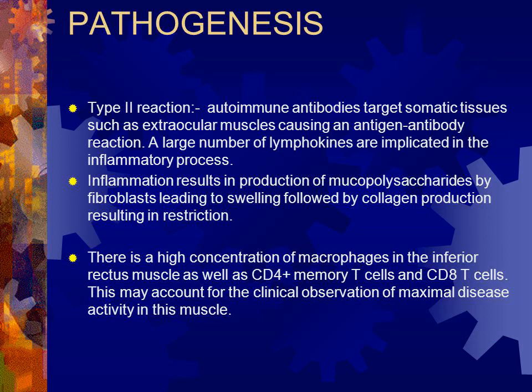Pathogenesis: type 2 reaction. Autoimmune antibodies target somatic tissues such as extraocular muscles, causing an antigen-antibody reaction. A large number of lymphokines are implicated in the inflammatory process. Inflammation results in production of mucopolysaccharides by fibroblasts, leading to swelling followed by collagen production resulting in restriction. There is a high concentration of macrophages in the inferior rectus muscle as well as CD4+ memory T cells and CD8 T cells. This may account for the clinical observation of maximal disease activity in this muscle.